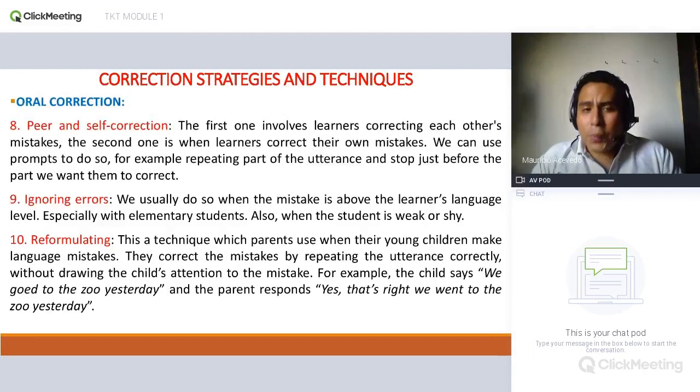Okay? Reformulating. This is another good technique. This is a technique which parents use when their young children make language mistakes. They correct the mistakes by repeating the utterance correctly without drawing the child's attention to the mistake. For example, the child says, we go to the zoo yesterday. And the parent responds, yes, that's right. We went to the zoo yesterday. Okay? And so on.